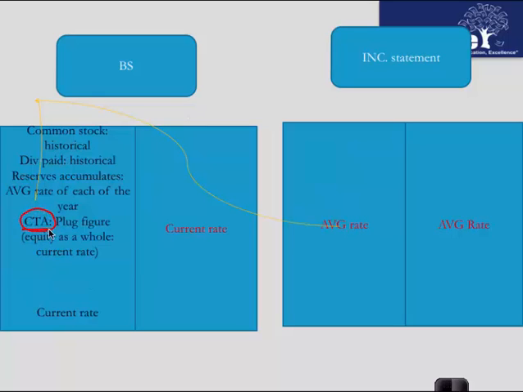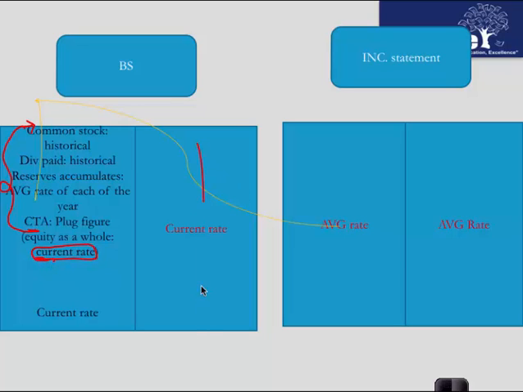Full form is Cumulative Translation Adjustment. And this CTA is a plug figure to make the balance sheet tally. However, that equity as a whole has to be at current rate. Can you tell me why?